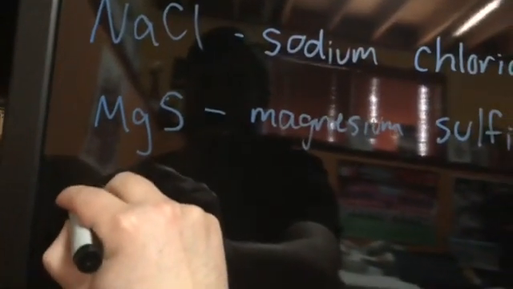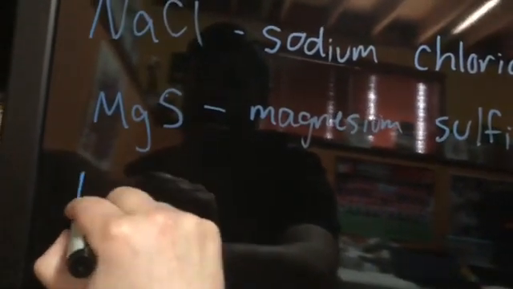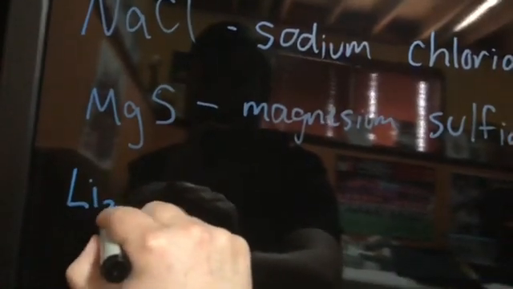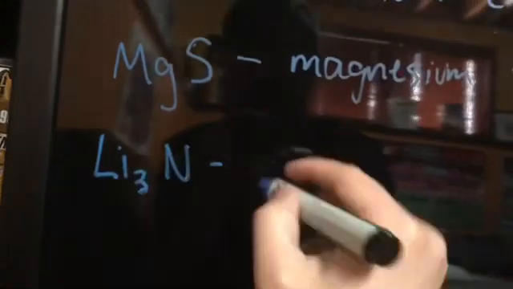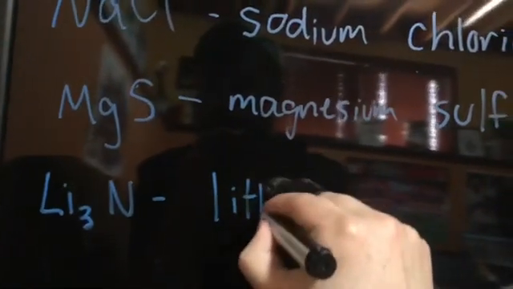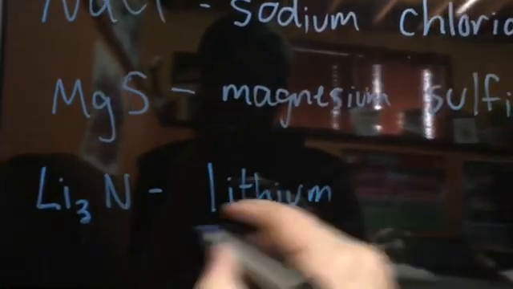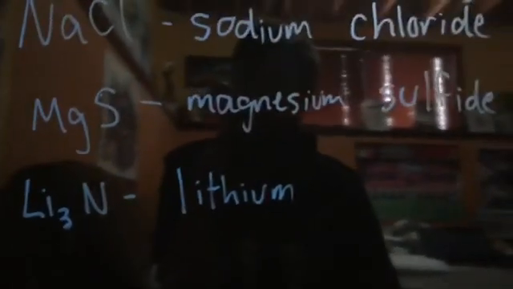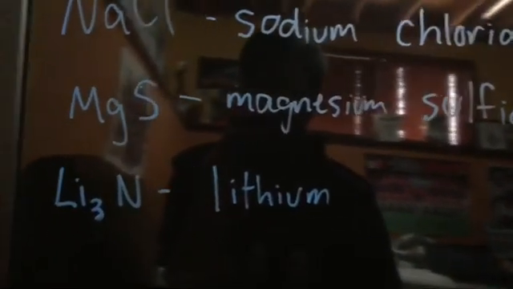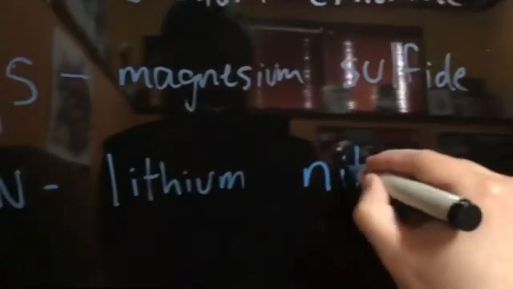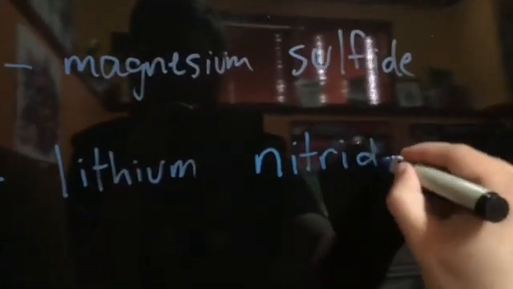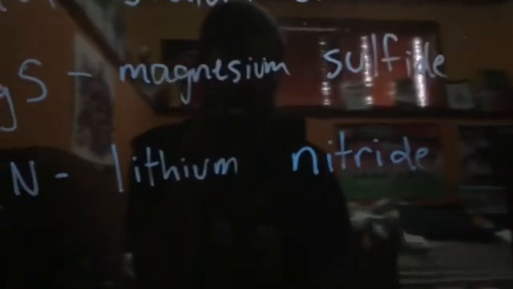One more example. Let's go with Li3N. So Li is lithium. We don't have to put a prefix for that because it is an ionic bond. N is nitrogen, so we just change the ending to nitride.